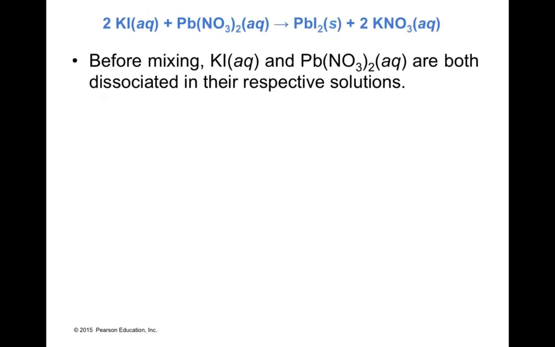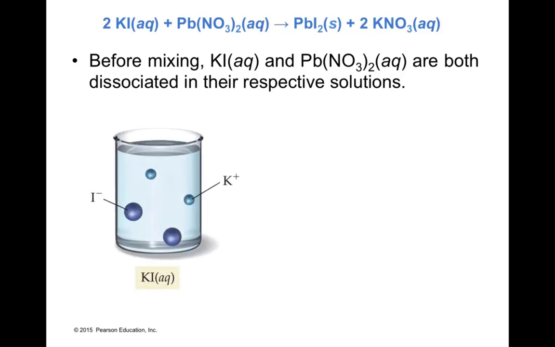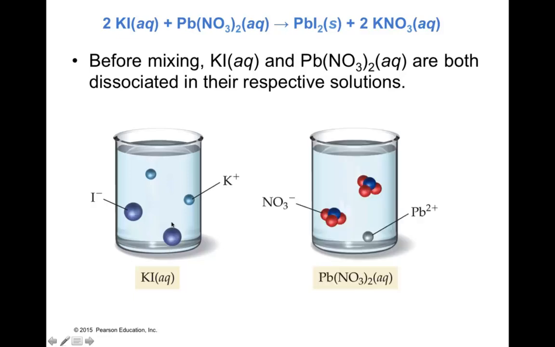So let's see another example here. Before mixing the potassium iodide with the lead nitrate, both are basically dissociated in their respective solutions. So we have here the potassium iodide and here the potassium nitrate. We can see when they have been added to the water, they dissolve and also become dissociated. Okay, so here we have the presence of the ions.